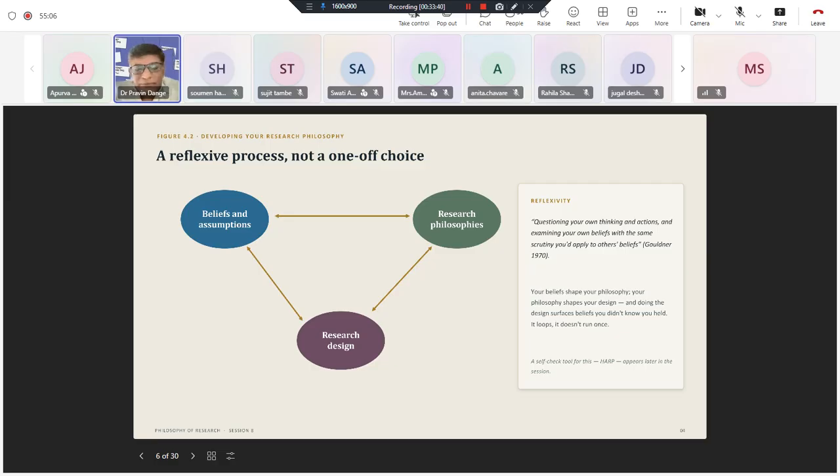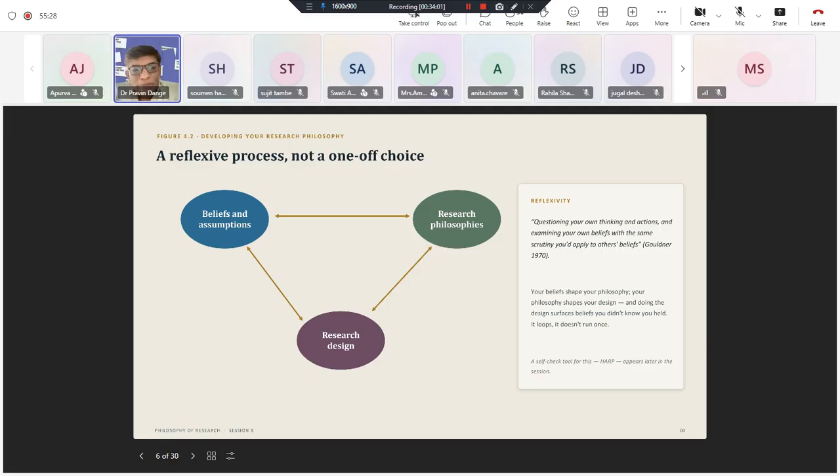And of course, deciding this is a reflective and iterative process. First thing, three things that we spoke about. One is the beliefs and assumptions that you have, your own beliefs. We'll do an exercise on this today. Based on that, you adopt a research philosophy. Based on the research philosophies, you adopt a research design.